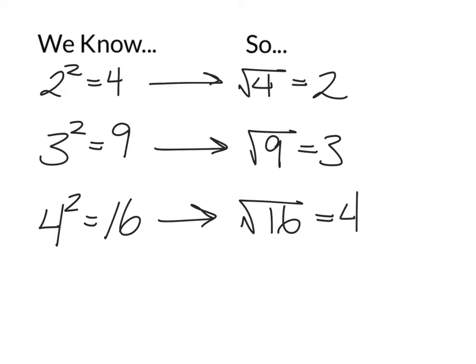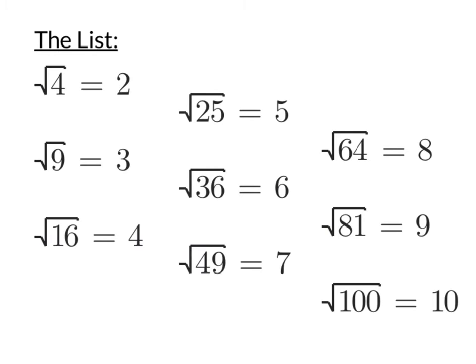These are what I would refer to as perfect square roots, because when we take the square roots of these numbers, we end up with nice round integers. You should know all of your perfect square roots up to the square root of 100. We already did the square root of 4, the square root of 9, and the square root of 16. But when it comes to the square root of 25, we know that 5 squared is 25. That means that the square root of 25 is going to be 5.